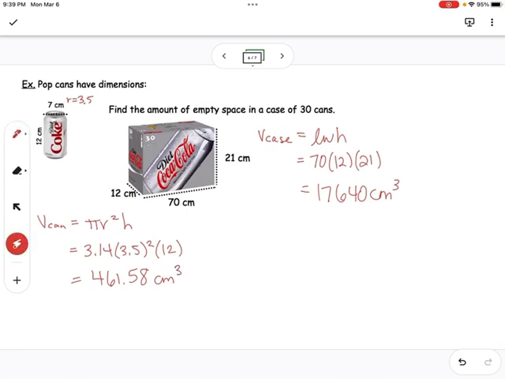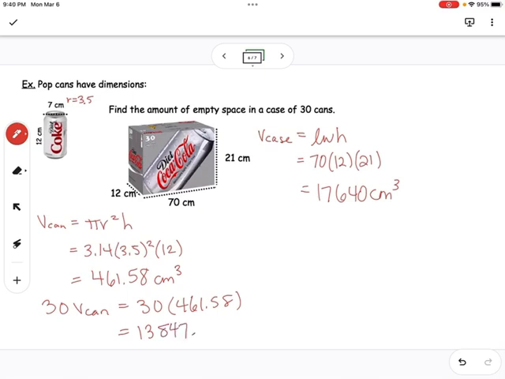We know that there are 30 cans in the case. So the volume of 30 cans is going to be 30 times 461.58. And that's 13,847.4 centimeters cubed.